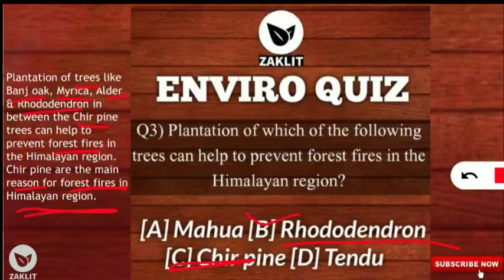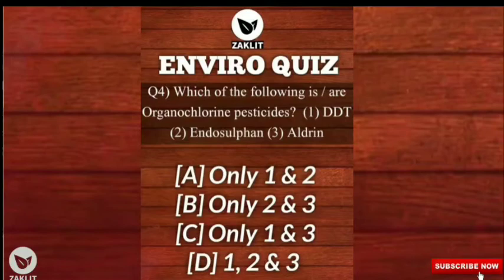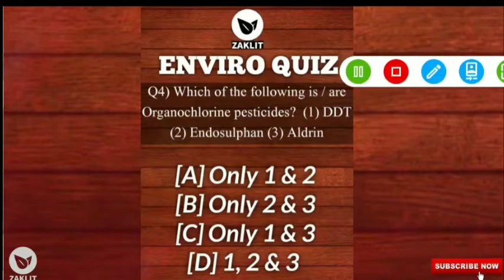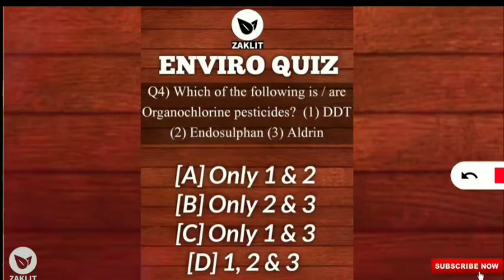Let's move on to the fourth question. So the fourth question is also on your screen. The question was, which of the following are organochlorine pesticides? And the options given were DDT, endosulfan and aldrin. So here all these three are examples of organochlorine pesticide. So option number D will be correct, that is 1, 2 and 3. All these are examples of organochlorine pesticide. Let's move to our final question.